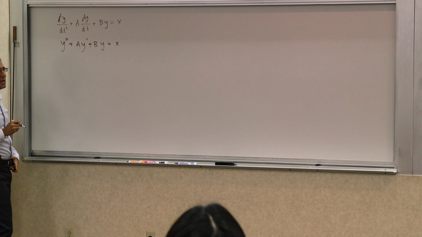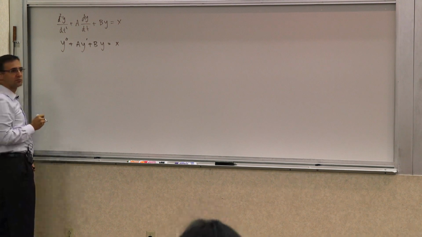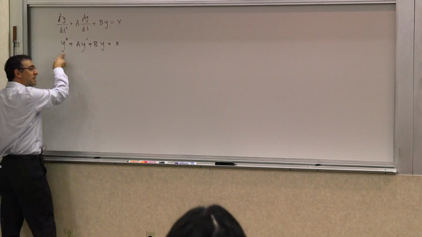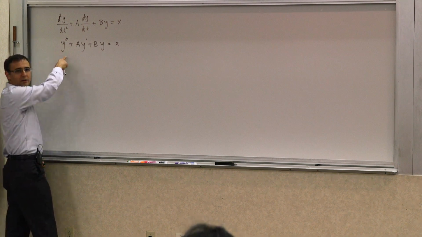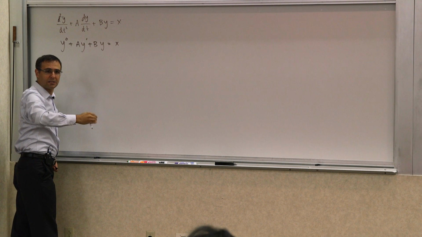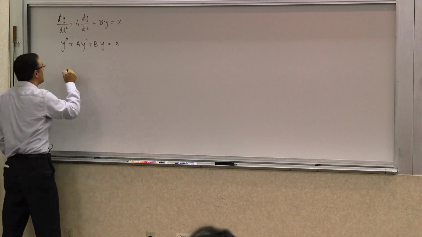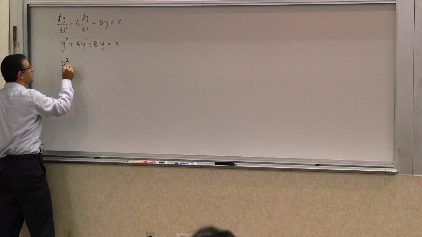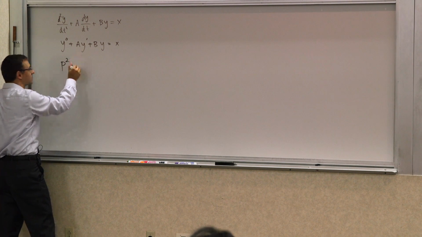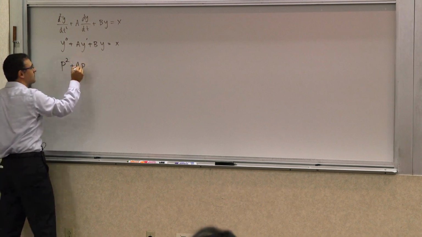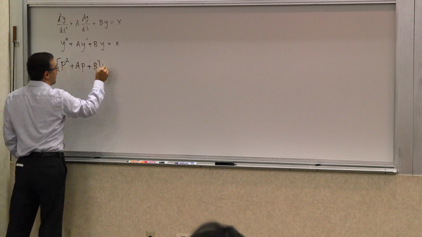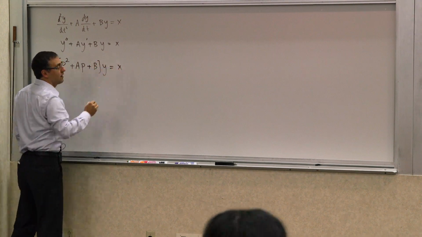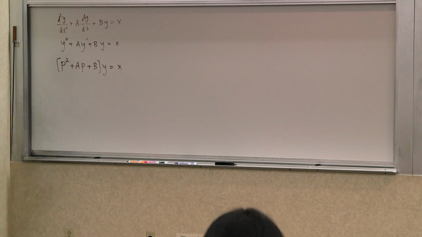How can I show this in the Heaviside format? Do you agree that this is p times p operating on y, or p squared? It's p operating twice. So this becomes p squared plus, what is this? Constant a times p plus the constant b. So this becomes an operator operating on y, generating x.